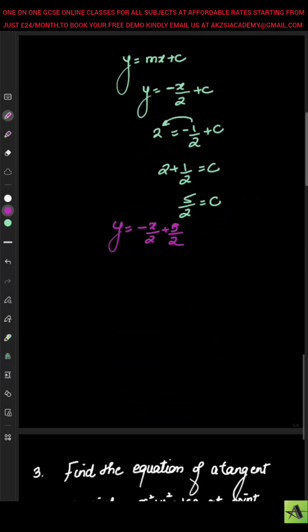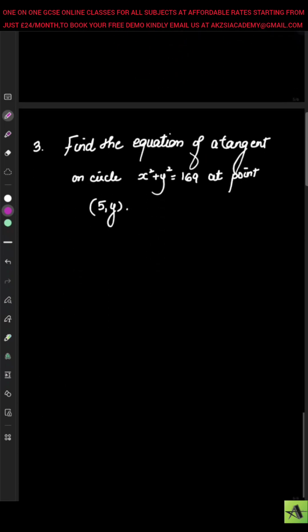Let me do one question. Find the equation of a tangent on a circle x squared plus y squared equals 169 at point (5, y). So same thing. I was telling you that if you don't have one point, because if you want to calculate the equation of the tangent, you should know the complete point, both the values of the point lying on it. And we don't have the value of y.